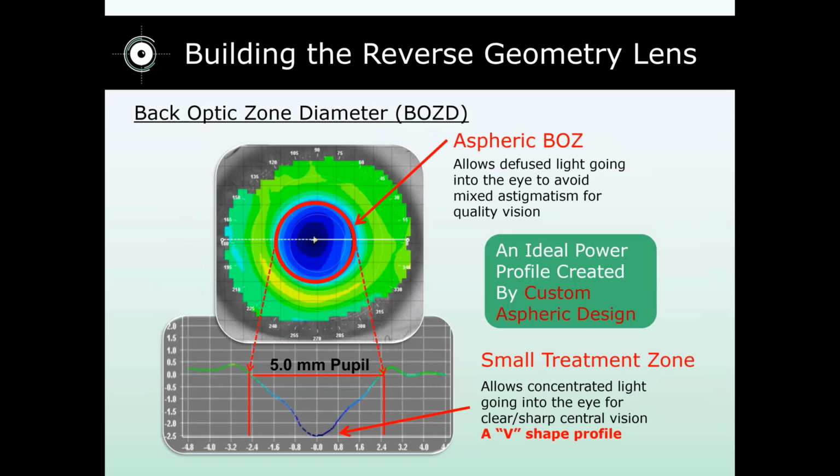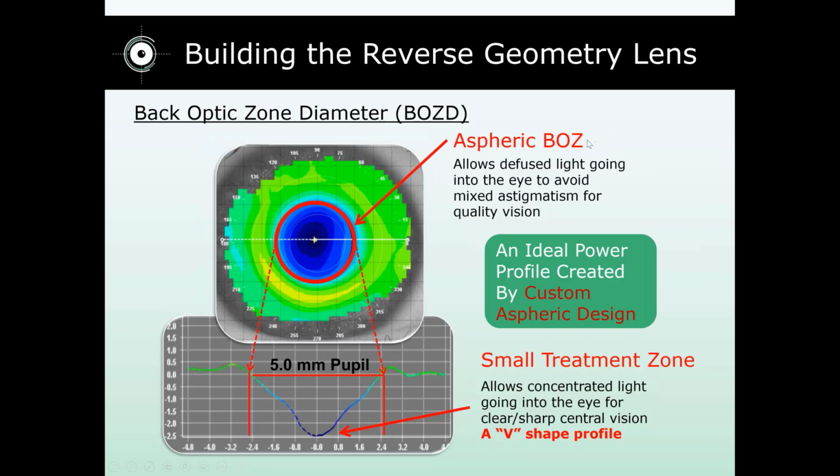So now this is the picture that I figured out myself. The doctor was asking, what is the pupil optical zone? What is the treatment zone? To my understanding, we want a V-shaped, very small treatment zone. A small treatment zone allows concentrated light going into the eye for clear, sharp central vision.